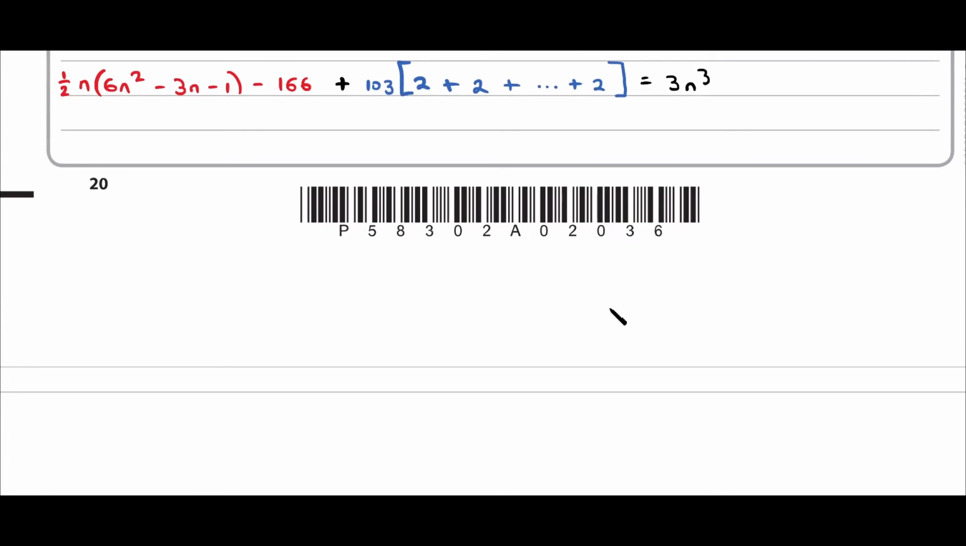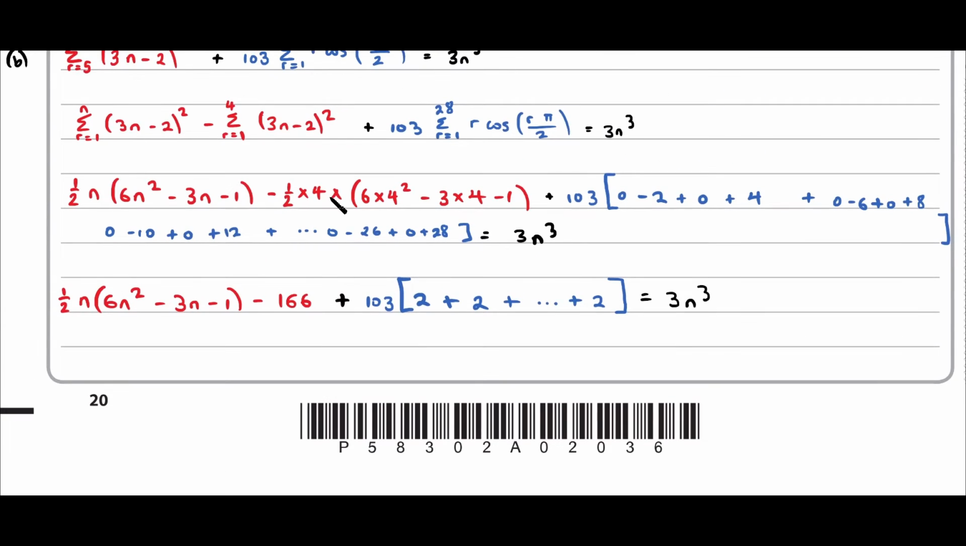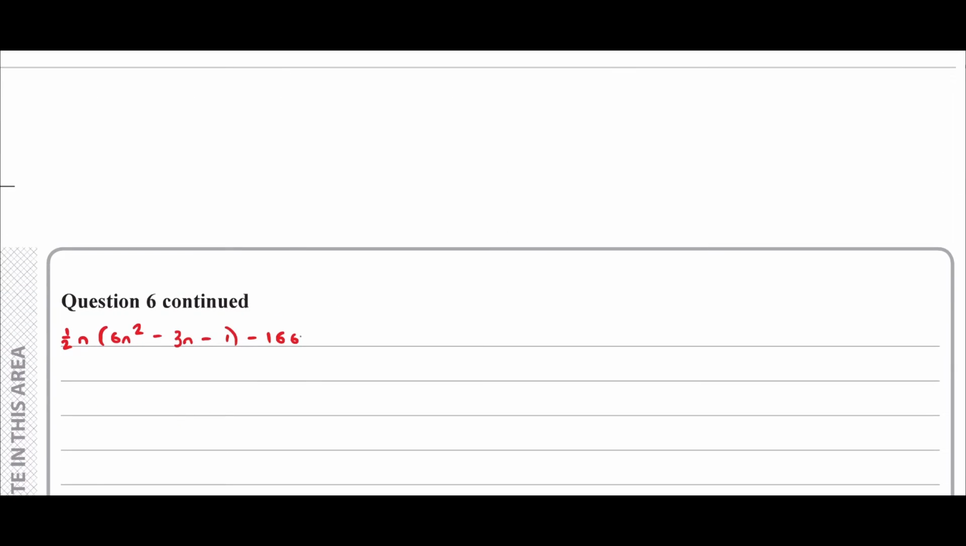So we have over here then a half n lots of 6n squared minus 3n minus 1, minus the 166, just to emphasize where the 166 came from. That was just working out this bit over here. And then we have 103 lots of 2 times 7. Okay, and obviously this is equal to 3n cubed.